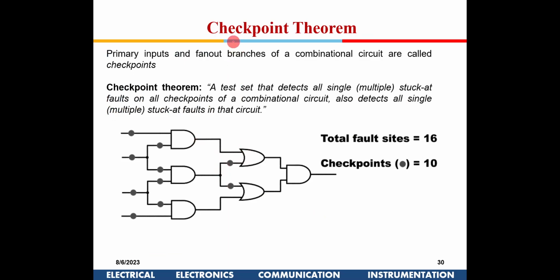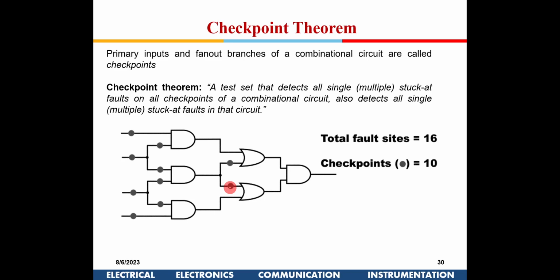Now, the third algorithm is the checkpoint theorem. The checkpoint theorem says that at all the primary inputs, these are all primary inputs 1, 2, 3, 4, and at all branches, you put all the stuck-at faults, like stuck-at-0 here, stuck-at-1 here, stuck-at-0, stuck-at-1, stuck-at-0 here, here, here, here. So 1, 2, 3, 4, 5, 6, 7, 8, 9, 10, right?